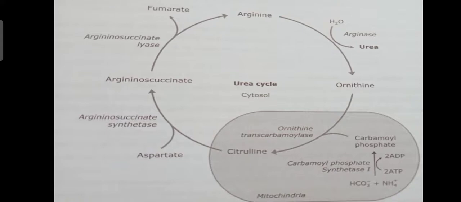carboxylase enzyme, it is converted into citrulline. Then citrulline is converted into argininosuccinate in the presence of argininosuccinate synthetase. Then argininosuccinate is converted into fumarate in the presence of argininosuccinate lyase, and arginine is formed. Then at last, arginine is converted into ornithine in the presence of the arginase enzyme, in which urea is liberated. This is the typical representation of the urea cycle.